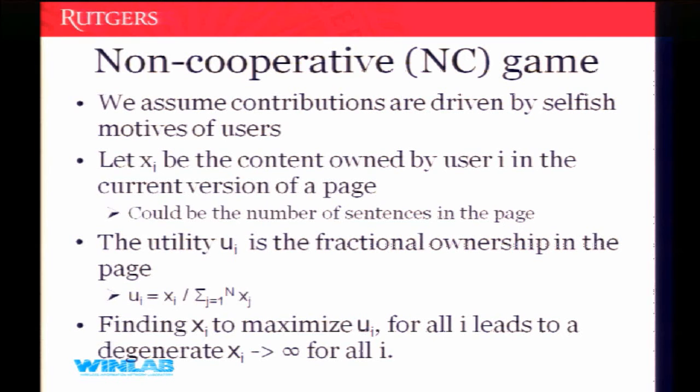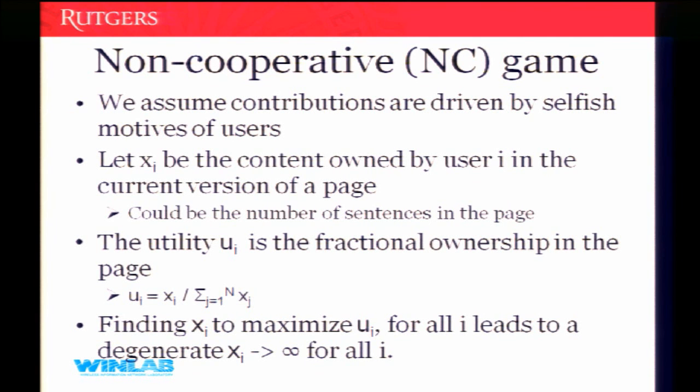It goes like this. Users all add sentences, or they wish to earn certain parts of the page. So if we say xi is the amount of content owned by user i, one measure of xi could be the number of sentences owned in the page. Now the way it is done today is they expect that a user should own at least 50% of the sentence to claim any ownership.